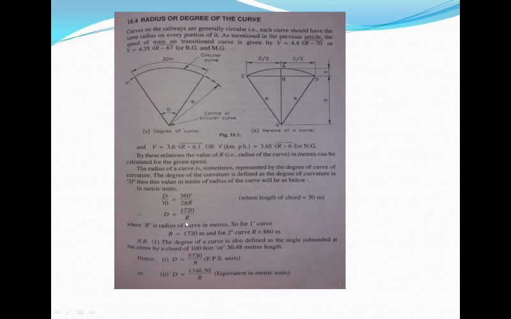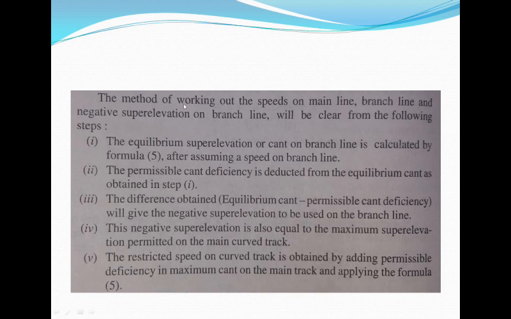So let us look into the next concept, that is the general procedure. The method of working out the speed on main line, branch line, and negative super elevation on branch line will be clear from the following steps. The equilibrium super elevation or cant on the branch line is calculated by the formula. The branch line is specified for the railway track when it is deviating on a curve, it has to be split into two halves. The main track is one which continues from the previous continuation. The branch line is one which is taking the deviation.